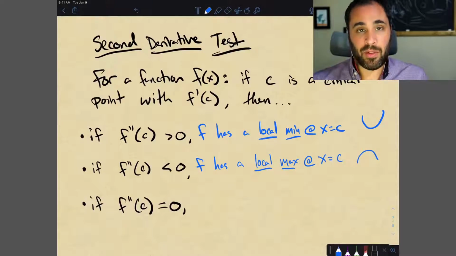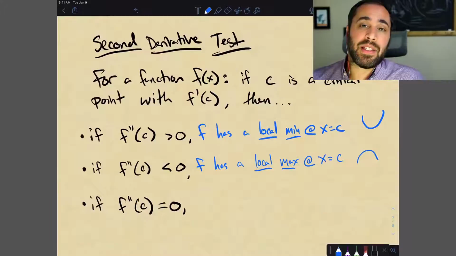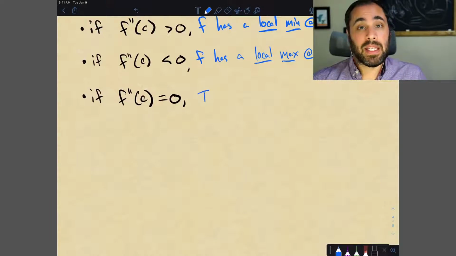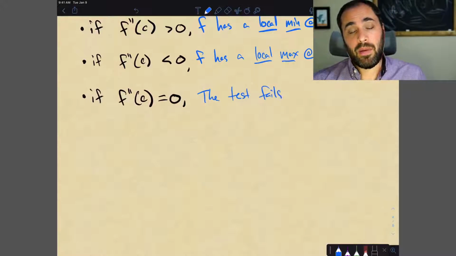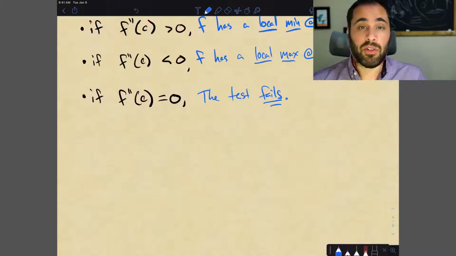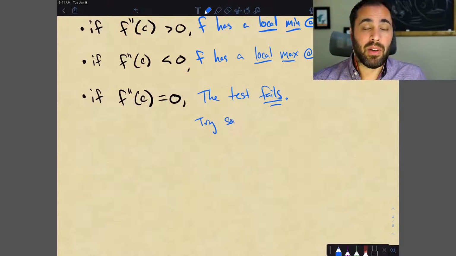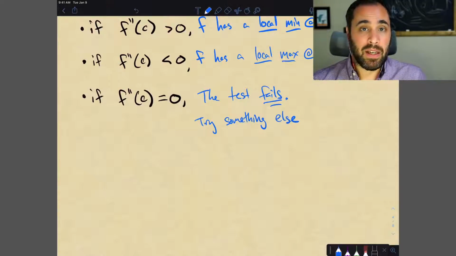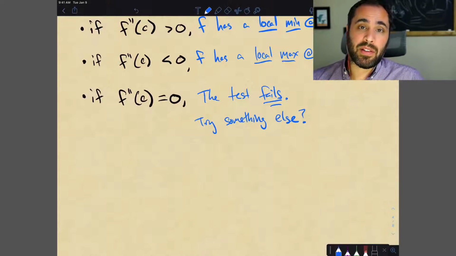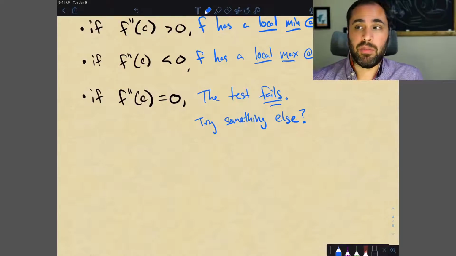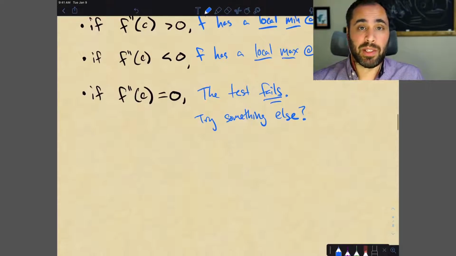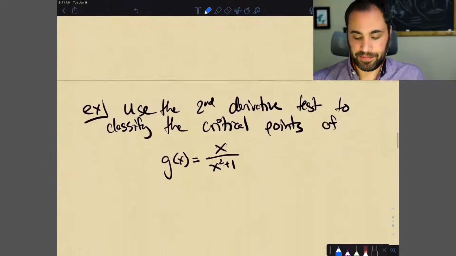And the last and unfortunate case is if the second derivative is equal to 0 at our critical point, then the test fails. That is, it tells us absolutely nothing. It could be a local max, it could be a local min, it could be a saddle point, or something else funky could be going on. There's really nothing more we can say without trying something different. So something different could be trying the first derivative test, or just looking at the graph or plugging in points, but we can't say for sure.